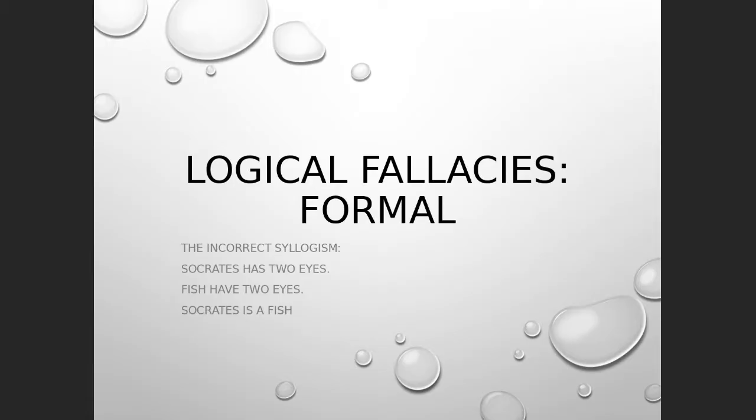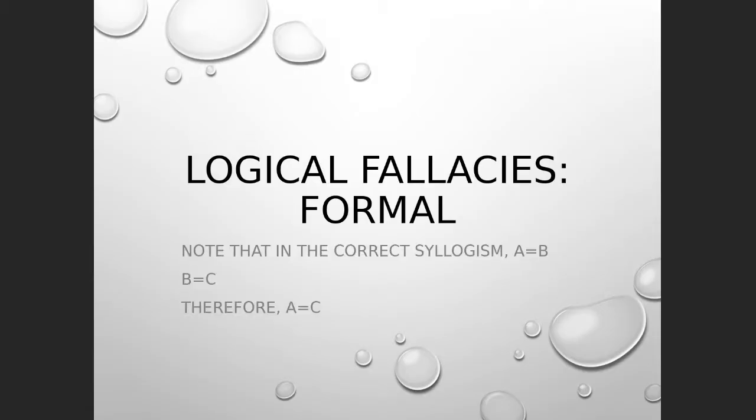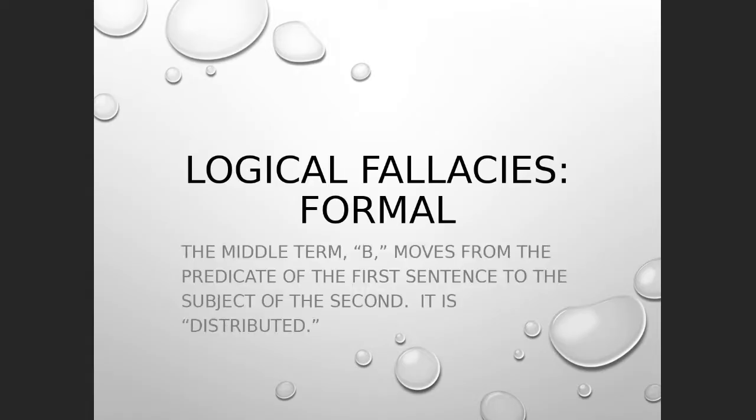So if you look at the incorrect syllogism, Socrates has two eyes, fish have two eyes, Socrates is a fish, the form of the argument is different. A equals B, and C equals B, therefore A equals C. So the correct syllogism is A equals B and B equals C, therefore A equals C. And in the correct one, the middle term B moves from the predicate of the first sentence to the subject of the second. And I mean that literally in terms of grammar, all right?